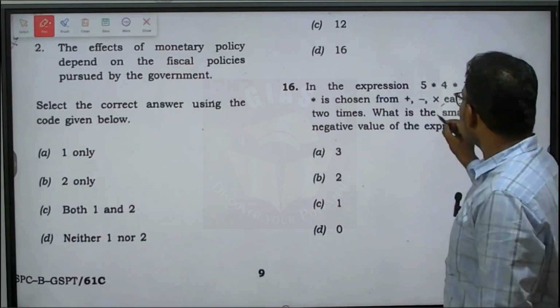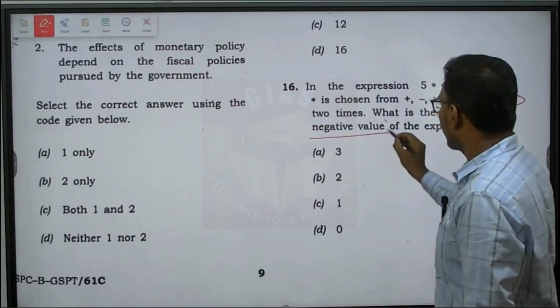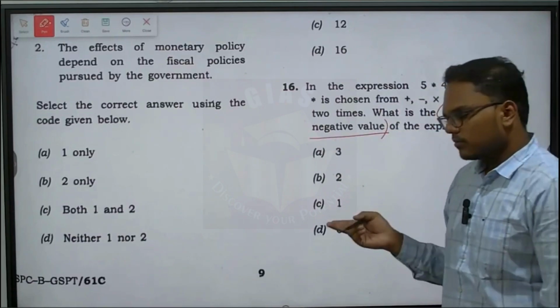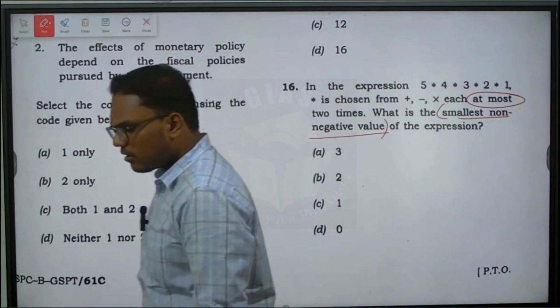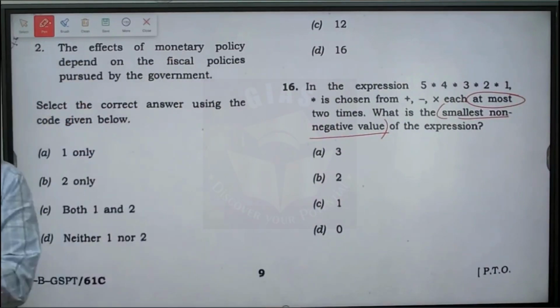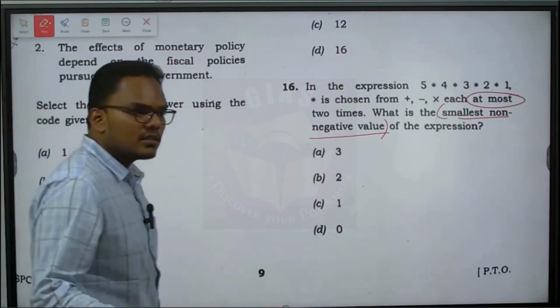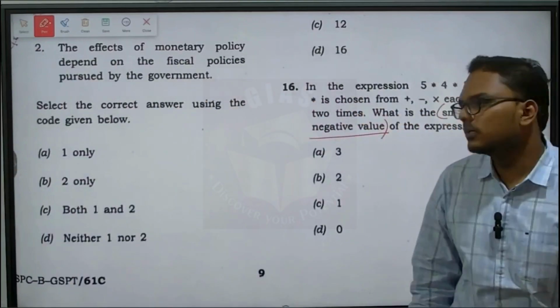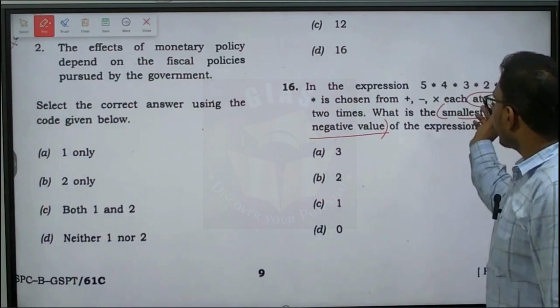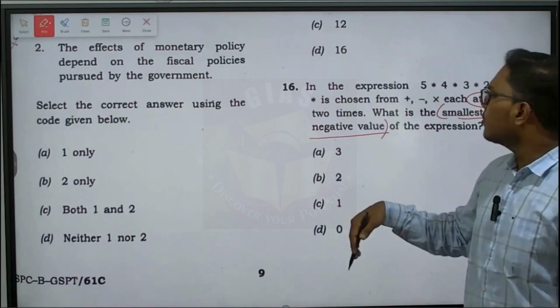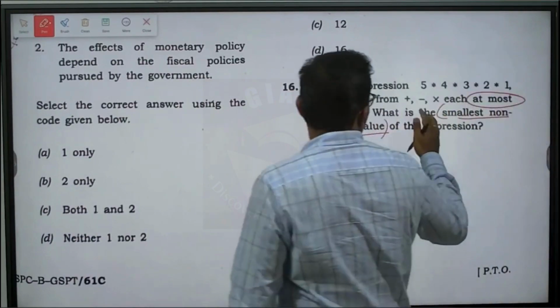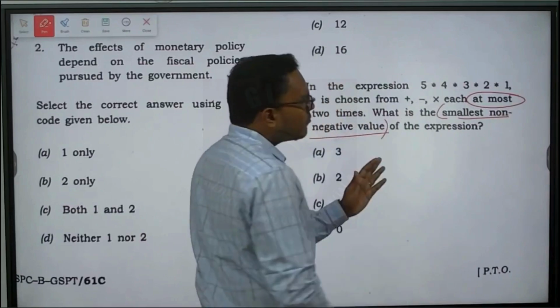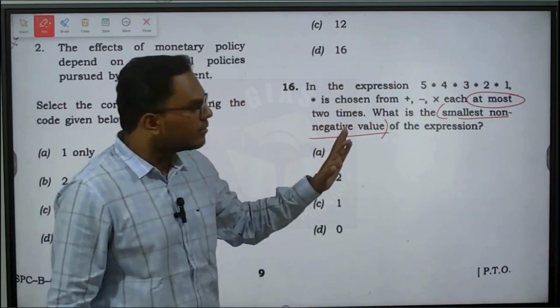What is the smallest non-negative value? What's the difference between non-negative and positive? Non-negative is something starting from 0. Positive means something that starts after 0, which means 0 is not included. So non-negative means 0 is included. Now you just try to see all. You have to use trial and error only here.